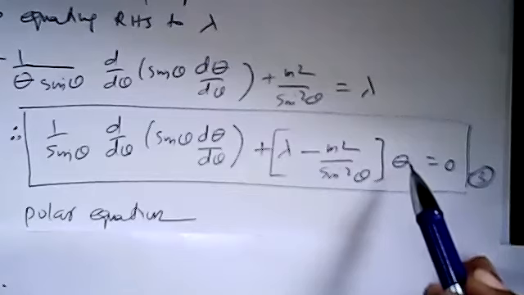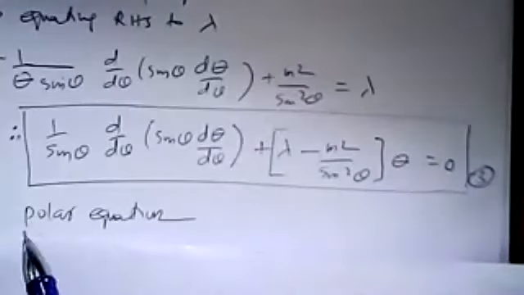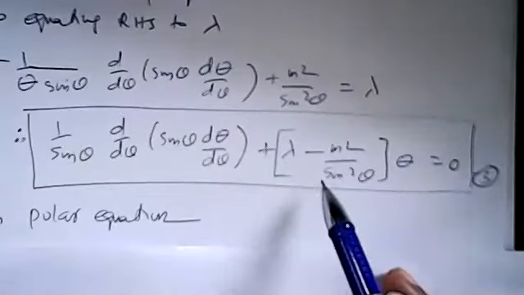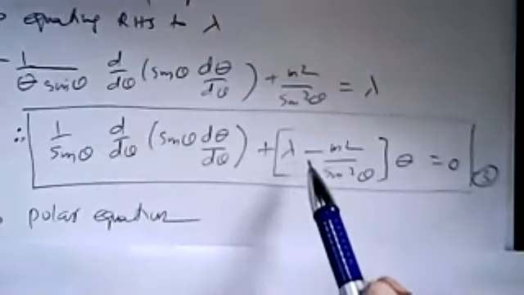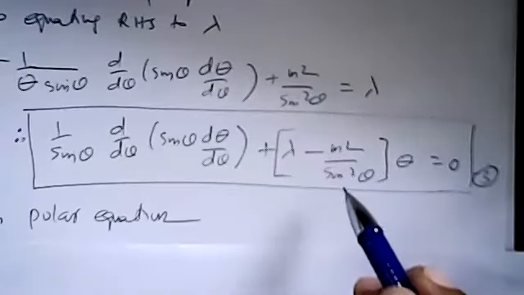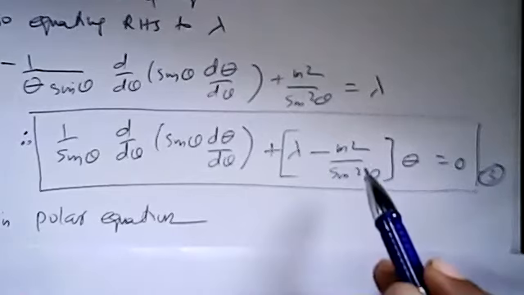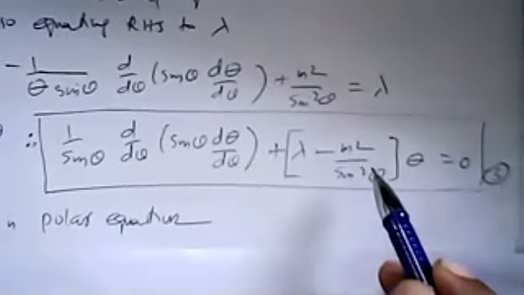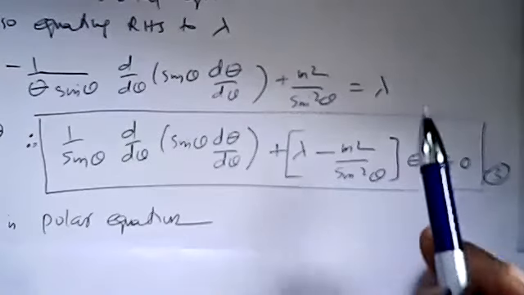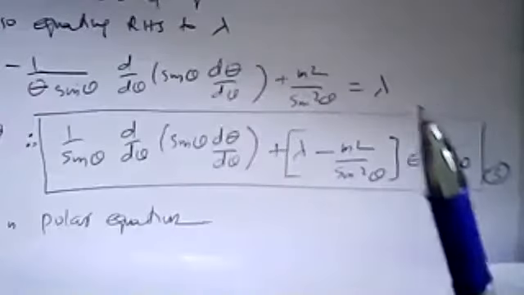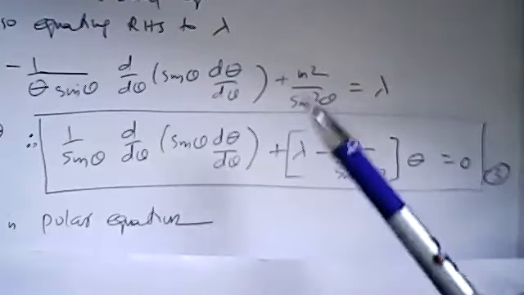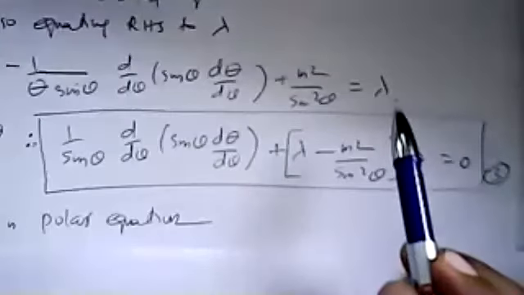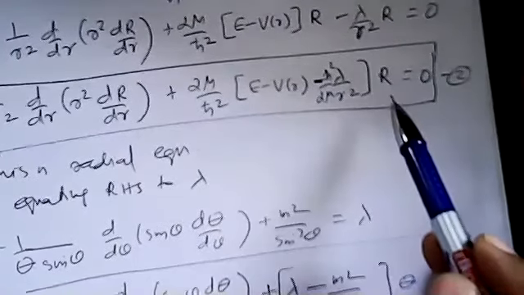You have already done it at the BSc level. I think this is known as the polar equation. When you solve it, you will get the allowed quantum numbers for L. So solving the first equation you will get the quantum number ML, and here you will get the quantum number L. I hope you remember all these things. And we are going to concentrate on equation number 2, which is the radial equation.